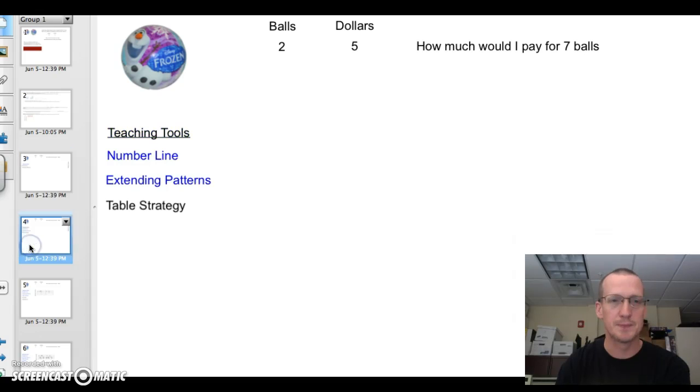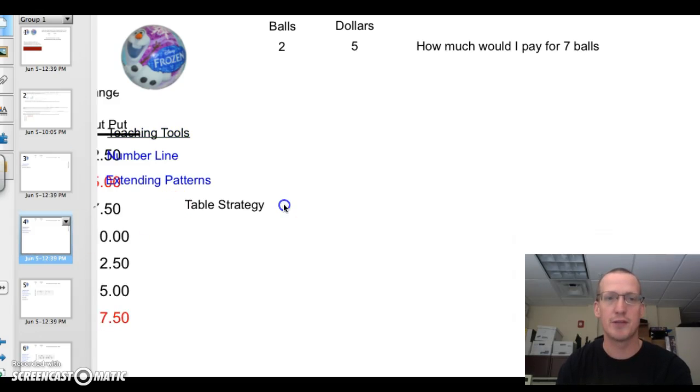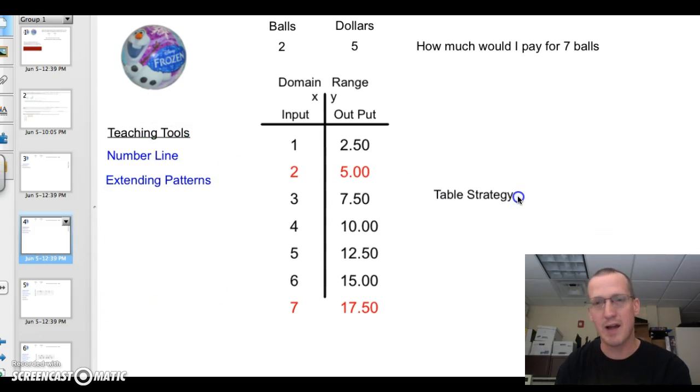Okay, our next one is a table strategy, and kind of talking about the same thing. Here's our table strategy. A t-table is what we call it a lot of times. And now we have input, output. So if one ball is $2.50, two balls were $5, three $7.50, four $10, and we're just extending the pattern. Can the kids put all of this in that pattern?